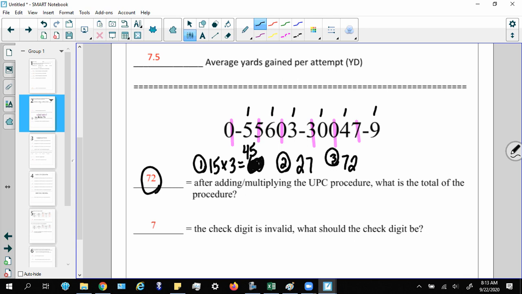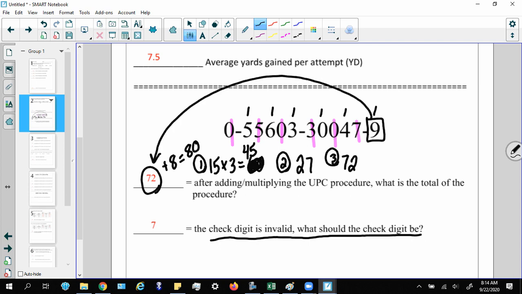Now, don't make this mistake. Here's where students are going to make the mistake. They're going to look at this next question, they go, oh, it's invalid, so what should it be? So automatically what they're going to do is they're going to go, oh, 78 plus 8, so the check digit should be 8 because it'll add to equal 80. Guys, that's incorrect because you already have a check digit here. The check digit has already been factored in to 72.